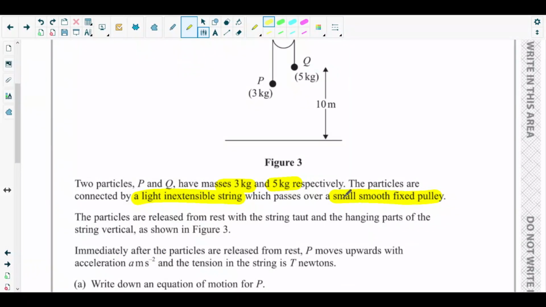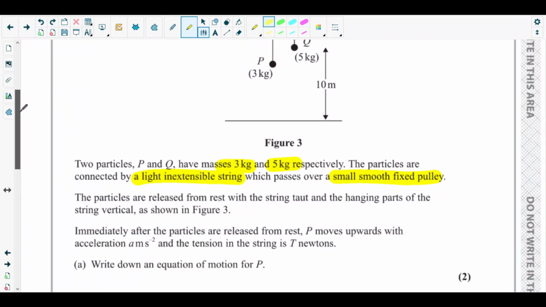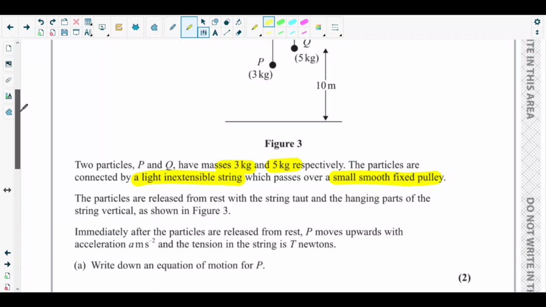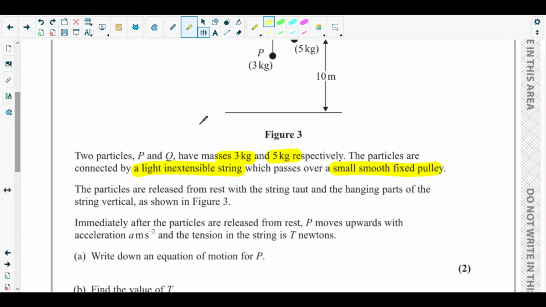Small smooth means what? It's not rough, it has no irregular surfaces. That means it has no friction. These are basically modeling assumptions, as we learned in chapter 1. The particles are released from rest with the string taut, which means the string is tightened, and the hanging parts of the string are vertical as shown in figure 3.